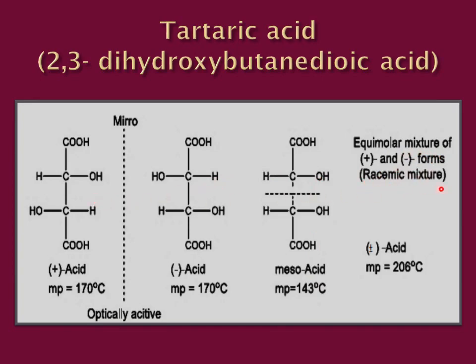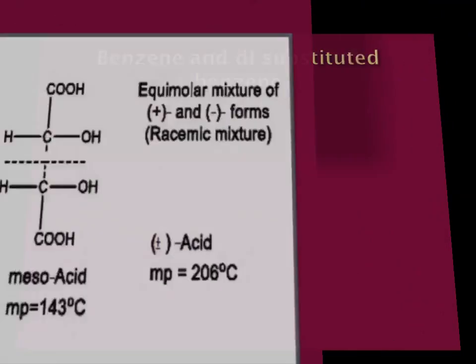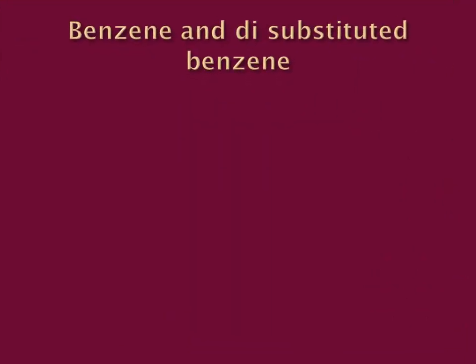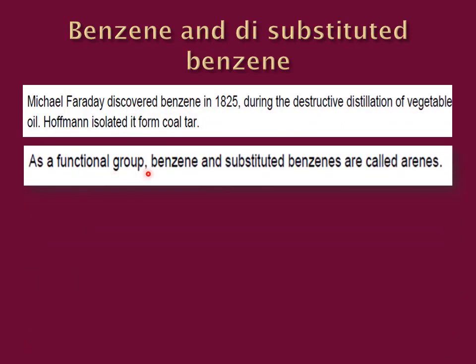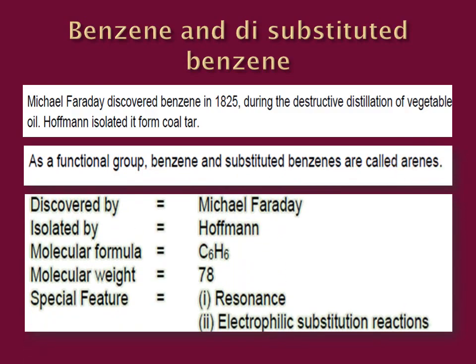Students, the last topic of today's lecture is benzene and substituted benzene. Michael Faraday discovered benzene in 1825 during the destructive distillation of vegetable oil, and Hofmann isolated it from coal tar. As a functional group, benzene and substituted benzene are called arenes. The molecular formula is C6H6, molecular weight is 78, and the special features of benzene is that it possesses resonance and it gives electrophilic substitution reactions.